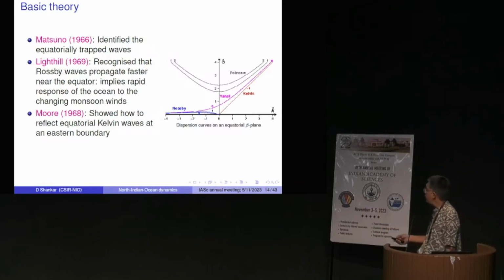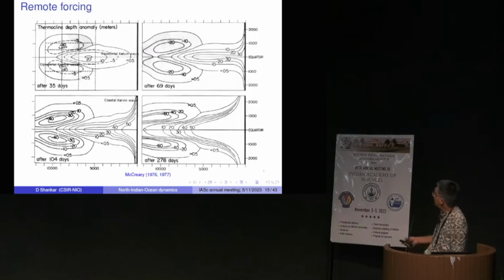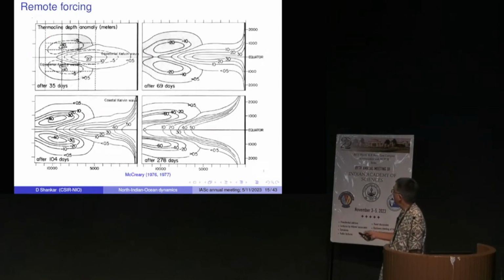Dennis Moore's thesis showed how to reflect what are called equatorial Kelvin waves. They go eastward. I'll come to that later, at an eastern boundary. So, okay, now here you have a rectangular basin. This is an analytic solution from Julian McCreary, his PhD thesis. What you have here is a rectangular basin. This is in kilometers. And you have a patch of winds restricted to just this part.